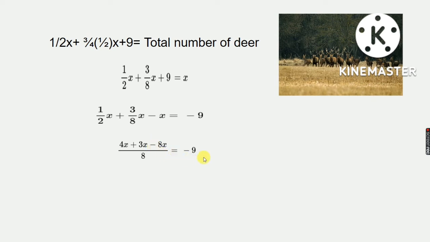Now we would transpose this 8 to the other side. It is in division. When we transpose it to the other side, it would be in multiplication. Solving these two, we got 4x plus 3x is equal to 7x, minus 8x is equal to minus 9.